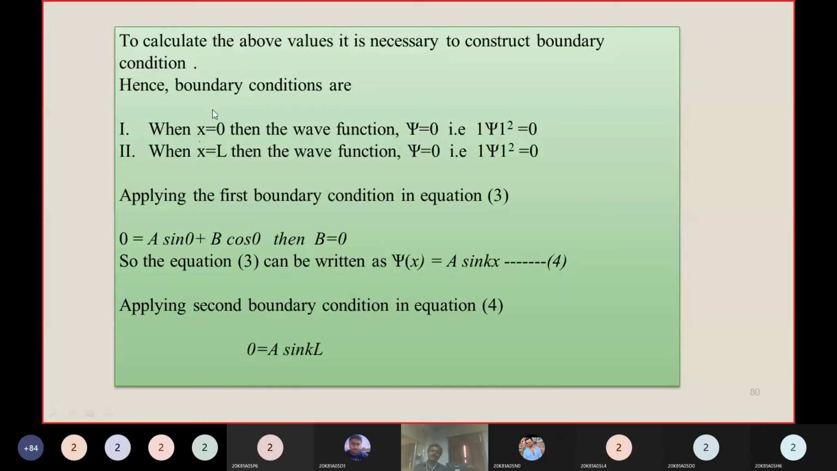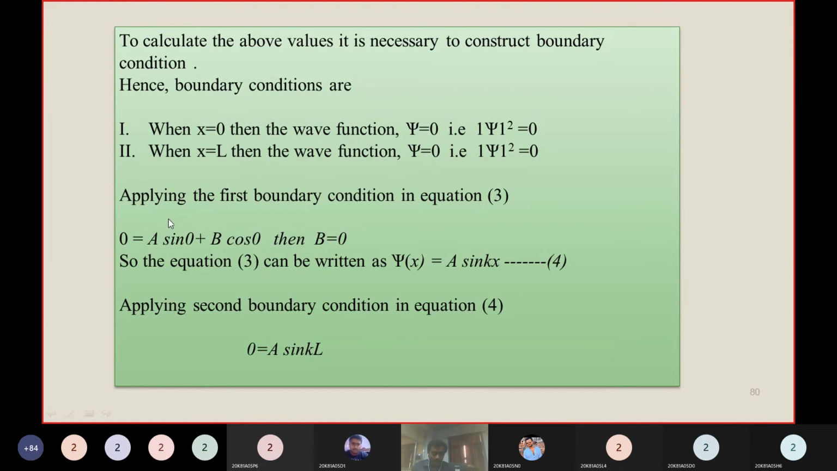For solving the above equation, we are taking two boundary conditions. Already we discussed: at x equals 0, the wave function will become 0. That is the first boundary condition. The second one is at x equal to L, the wave function will become 0. That is the second boundary condition.